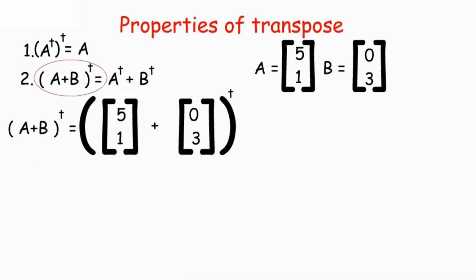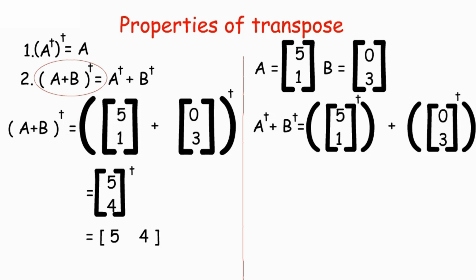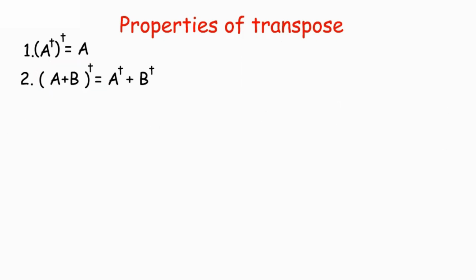By adding these two, we get this matrix. Now by applying transpose, we get this result. For the right hand side, first we take transpose of the individual matrices and then we add them and get this. These both are the same, so this property is true.